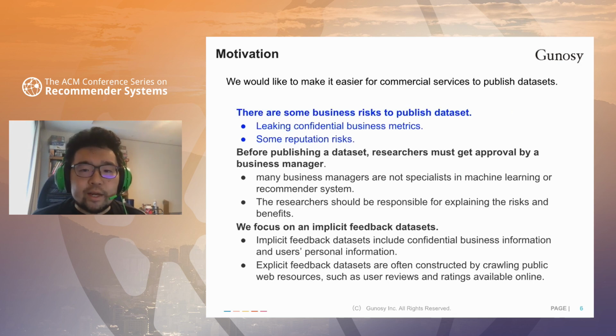There are some business risks to publishing a dataset. Leaking confidential business metrics is the most crucial risk. Thus, before publishing a dataset, researchers must get approval from a business manager. Many business managers are not specialists in machine learning or recommendation systems, so the researcher should be responsible for explaining the risks and benefits. In this study, we focus on an implicit feedback dataset. Implicit feedback datasets include confidential business information and users' personal information.